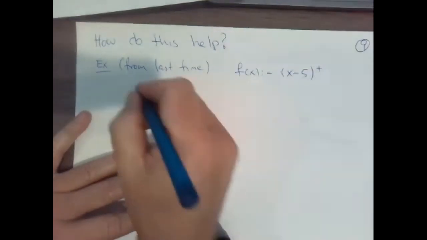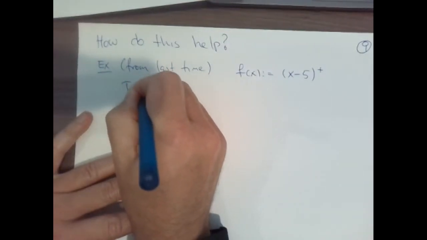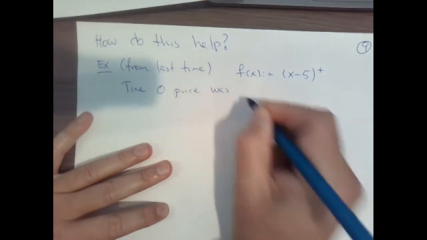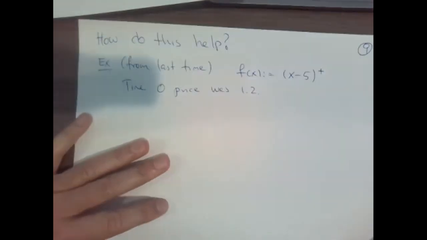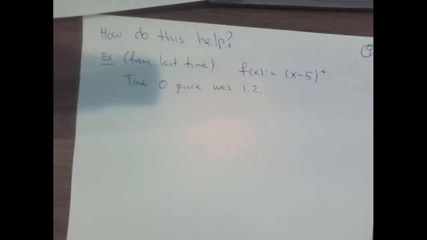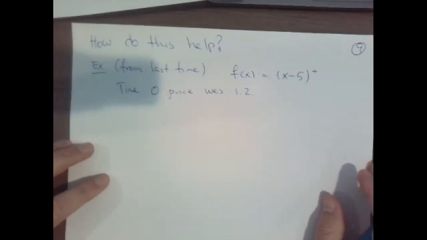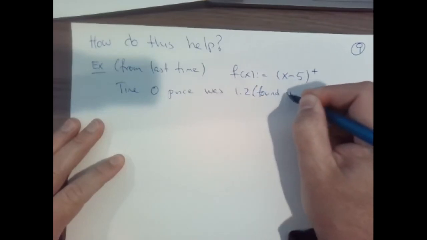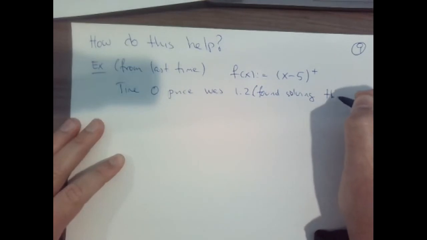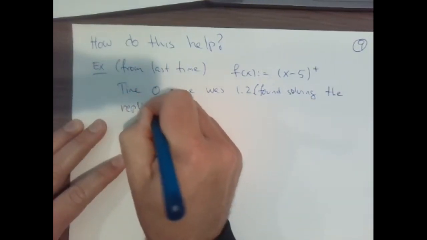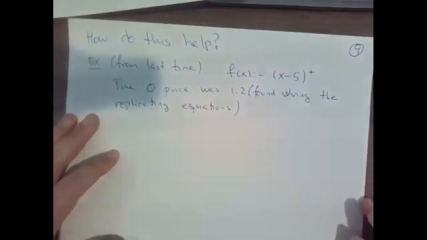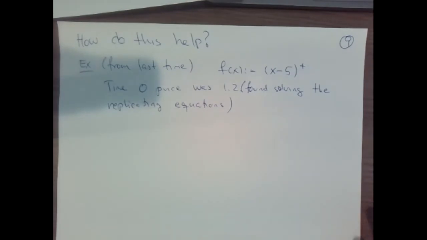Right. So remember the time zero price was 1.2. This was from last time. So now let's get this 1.2. This was found solving the replicating equations. That's how we got this 1.2. So now let's see how we can get this 1.2 a little bit easier.